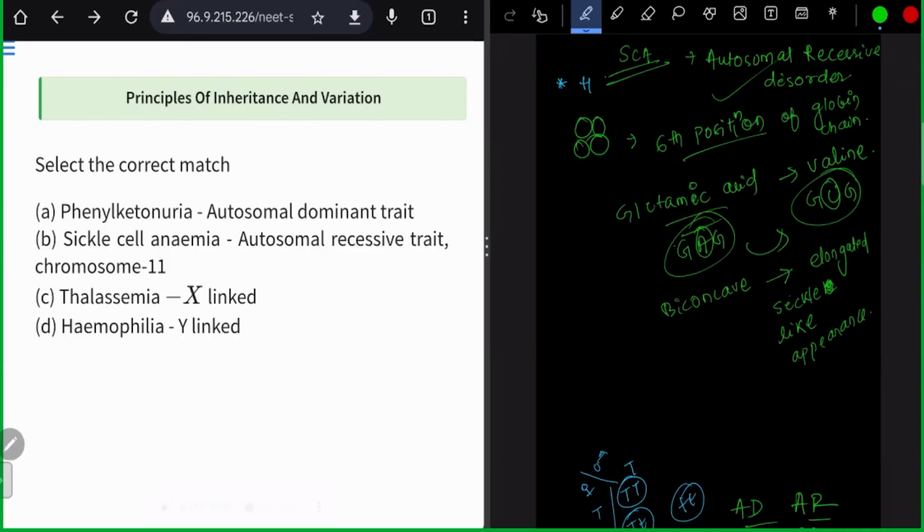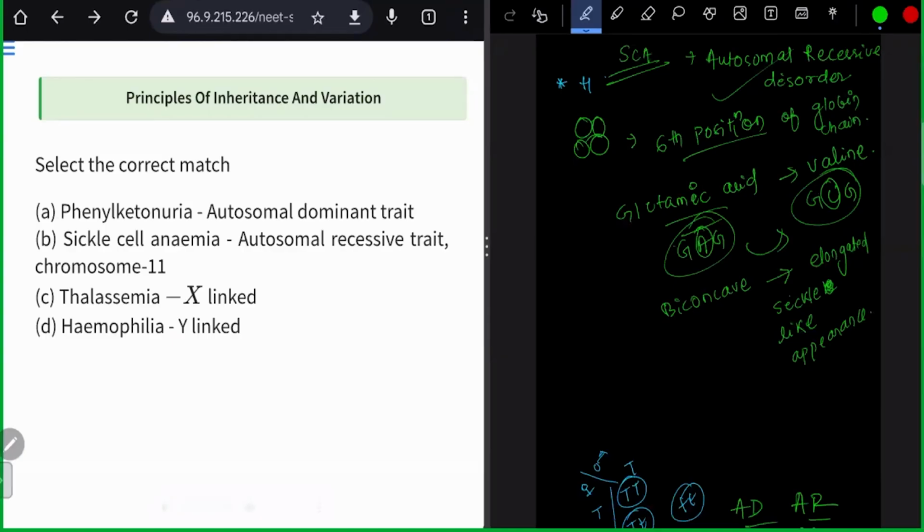Now one is thalassemia. You can remember that it is also an autosomal recessive disorder, but it is written that it is X-linked, so it is not correct. Then one is phenylketonuria, an inborn error of metabolism, again an autosomal recessive trait. Option A, phenylketonuria, option B, sickle cell anemia, and option C, thalassemia, these three are autosomal recessive disorders.